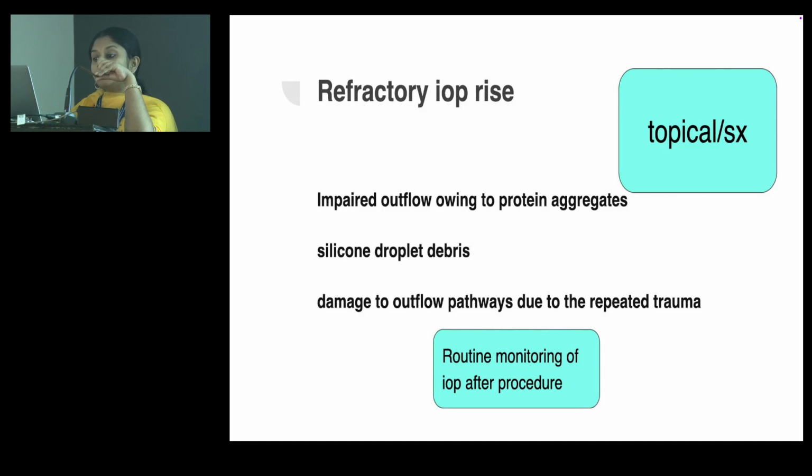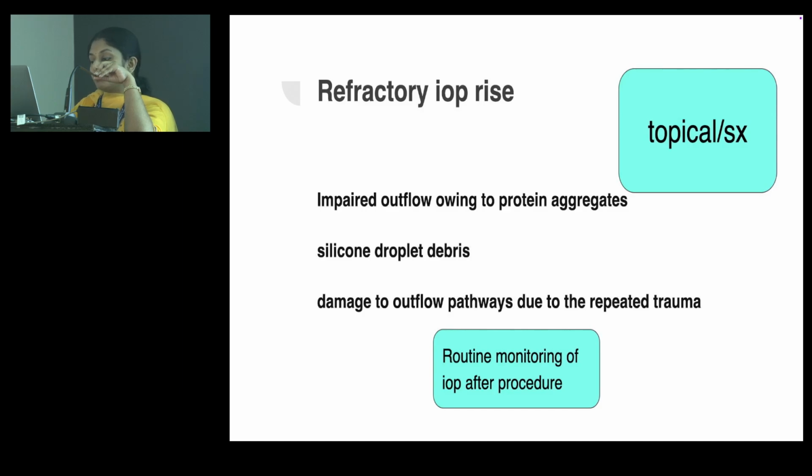It may be due to the impaired outflow owing to protein aggregates, silicone droplet debris, and damage to the outflow pathways due to the repeated trauma. And in these cases, the patient can be referred to the glaucoma specialist for surgery or adequate management.